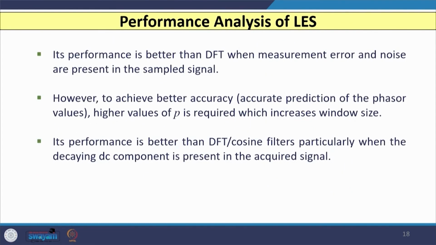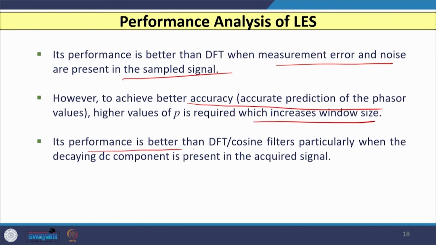So, if we carry out performance analysis of the LES, then the performance of LES is better than the DFT when we consider the errors and noise in the acquired signal. However, to achieve better accuracy, obviously as I told you, we have to increase the value of P, and that increases the window size. However, the performance of LES is better than the DFT and cosine filters and recursive DFT, particularly when the decaying DC component is present in the acquired signal.